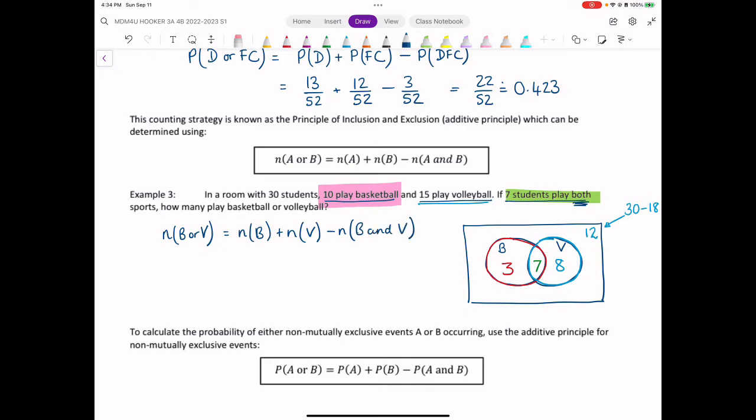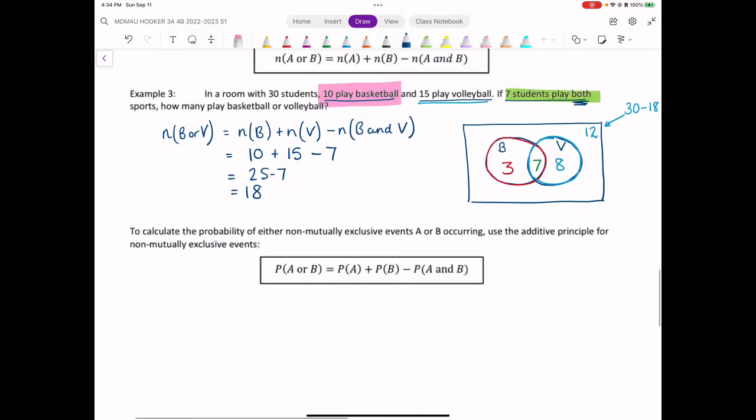So if you prefer the mathematical approach first rather than the diagram, fine. The number of basketball players is 10, the number of volleyball players is 15, and the number that play both is 7. When we do that math, we get 25 minus 7, which is 18. So we know that 18 play basketball or volleyball or both.